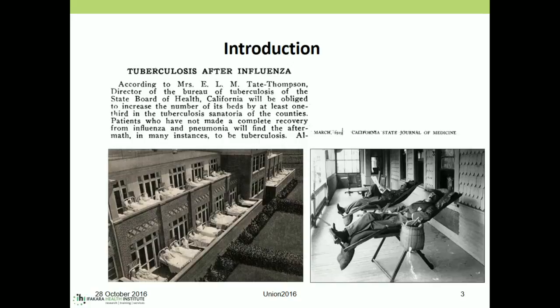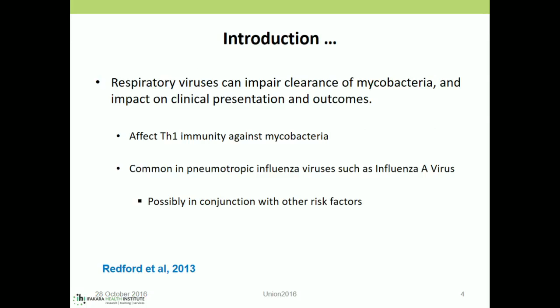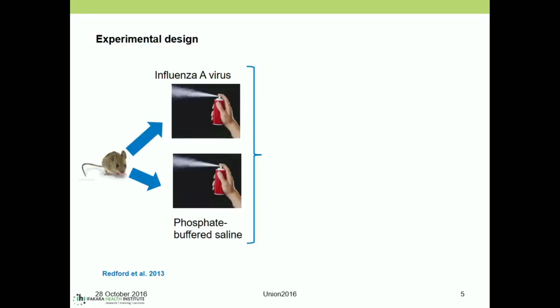And this is where, by then, the management of TB was done. And so a bit of background is that it seems that respiratory viruses affect the Th1 immunity against TB. And this is very evident for the pneumotropic influenza viruses that, of course, not only act alone, but possibly in conjunction with other risk factors might actually change the risk of somebody getting TB.